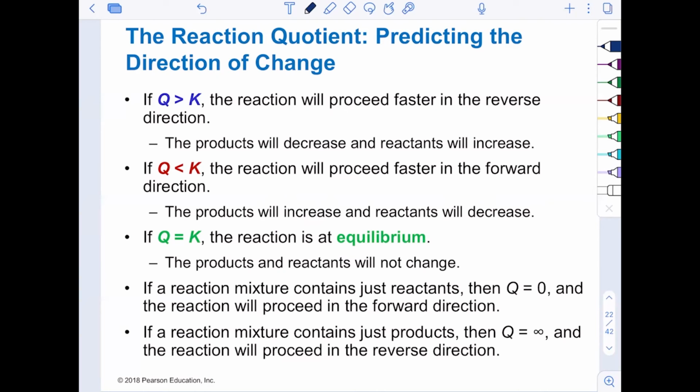If a reaction mixture contains just reactants, then Q is 0, right? Because there would be 0 products. The numerator would be 0. We know that would mean Q is less than K. So the reaction proceeds forward to make those products. If the reaction mixture does not contain any reactants, the denominator is 0, then Q is essentially infinity, right? And the reaction then would proceed in the reverse direction. We know equilibrium will be established when there are both reactants and products in the reaction mixture. The rates of production of those reactants and products are constant.